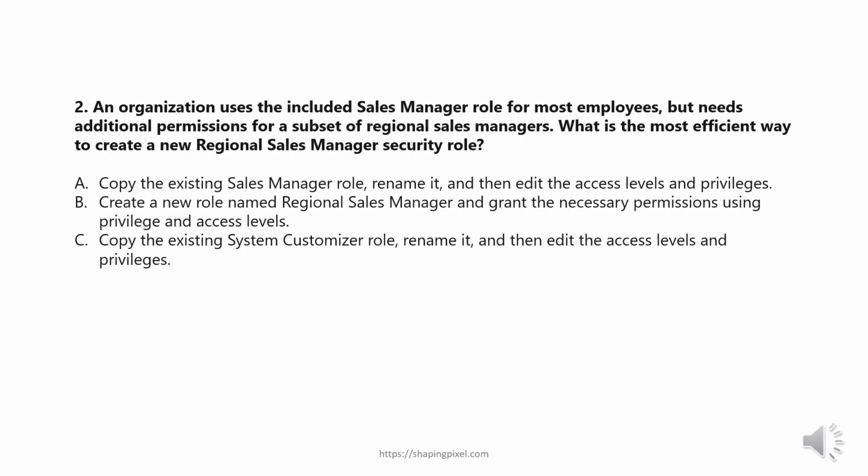An organization uses the included Sales Manager role for most employees, but needs additional permissions for a subset of regional sales managers. What is the most efficient way to create a new Regional Sales Manager security role? A. Copy the existing Sales Manager role, rename it, and then edit the access levels and privileges. B. Create a new role named Regional Sales Manager and grant the necessary permissions using privilege and access levels. C. Copy the existing System Customizer role, rename it, and then edit the access levels and privileges. Correct answer is option A.